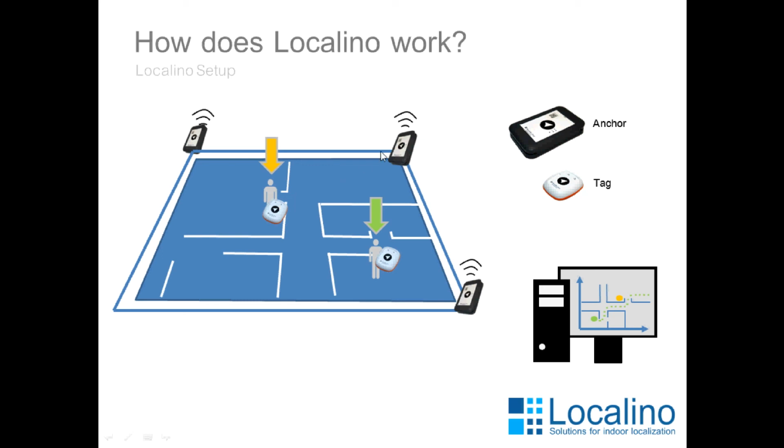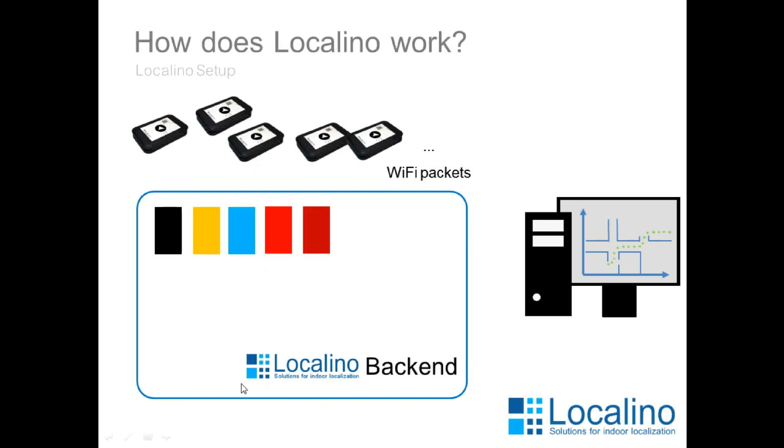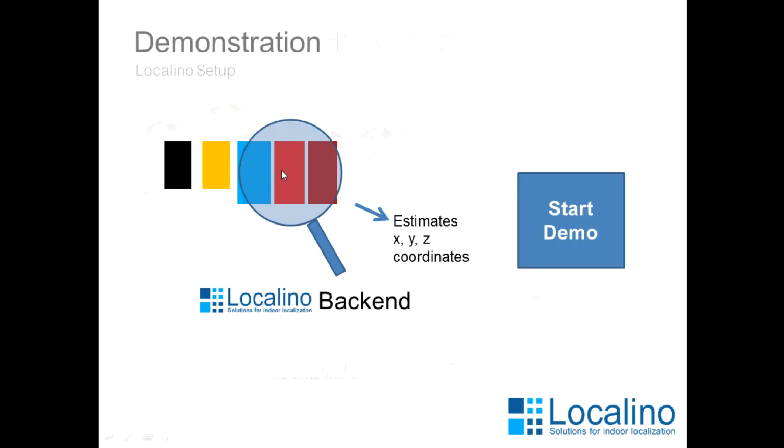Then once this range is measured, the anchors transmit these range measurements over Wi-Fi, one after another, to an application called the Localino Backend. The Localino backend runs on a Linux PC or a normal Windows PC and collects all these Wi-Fi packets and processes the range data to estimate the tag's position. So here we have the range data in, and the range data is then estimated and we know where the tag is and the position of the tag.